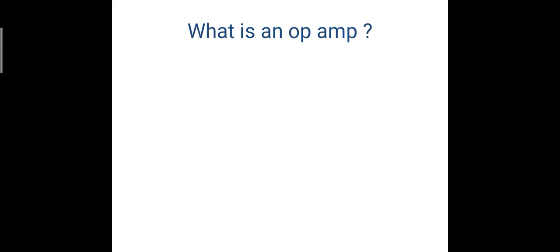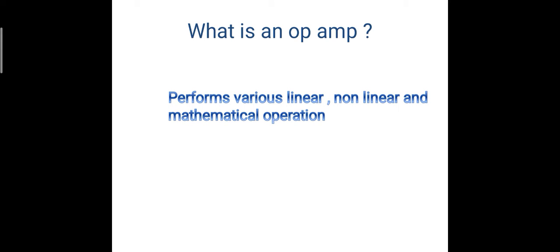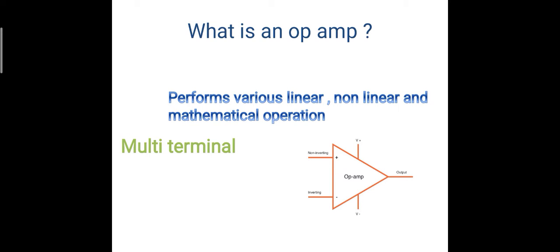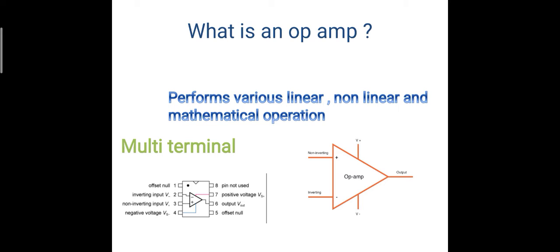An op amp is an electrical device which performs various linear, non-linear and mathematical operations. The symbol represents an op amp. It has two input terminals, namely inverting and non-inverting. Inverting is represented by a negative symbol, non-inverting by a positive symbol. It has one output terminal. The V plus and V minus terminals indicate the power supply terminals. So thus we get to know op amp is a multi-terminal device. The picture represents an op amp assembled in an IC with 8 terminals, out of which 5 terminals get used.